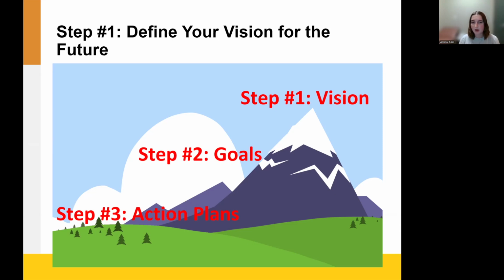So at the top of the mountain, there is your step one to create your vision. This is kind of the, where do you see yourself in 1, 2, 3 years from now? What are you doing? How are you feeling? Kind of like the be all end all, if you will, the big picture. Step two, more the middle of the mountain, is to create your goals to help you get to that vision, to climb the mountain. And then step three, the more day to day, is to create effective action plans. This is more of the foundation of the mountain. And I hope this will make a little bit more sense in a minute.